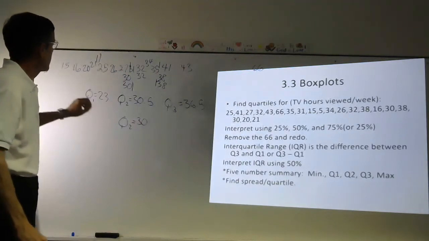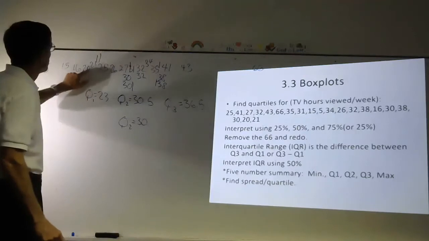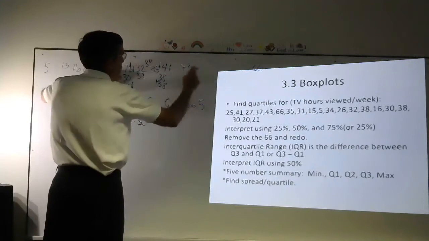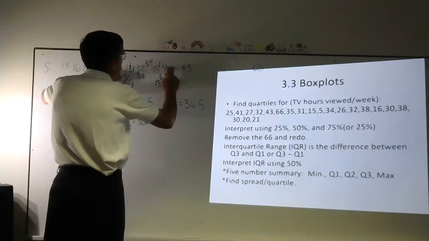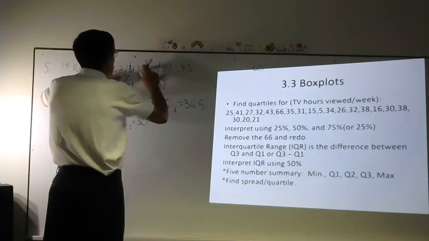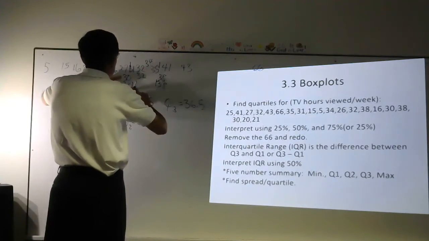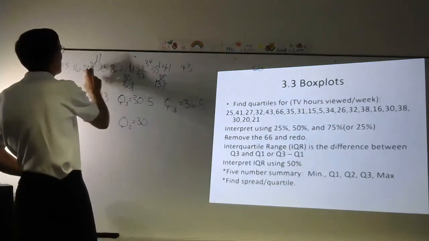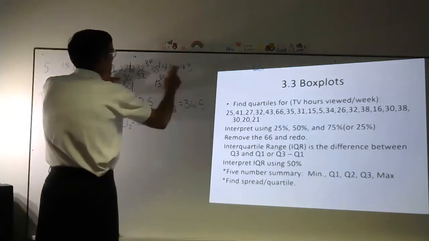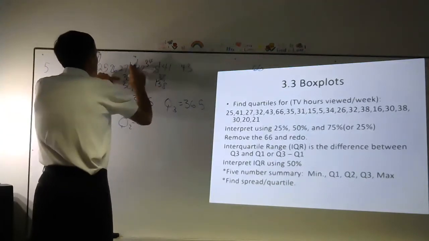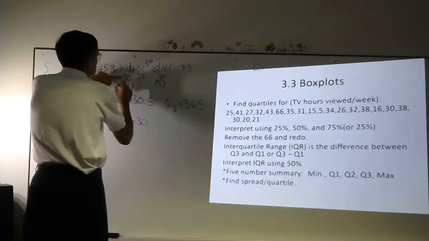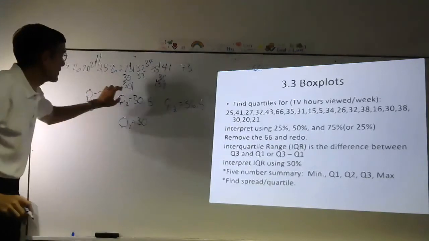Whoa, let me count this again. 1, 2, 3, 4, 5, 6, 7, 8, 9, and then come down 9. Wow, I forgot the 31 there. Let's do it again, up 9 and down 9. I'm in between this 30 and this 31, which is that 30 right there.